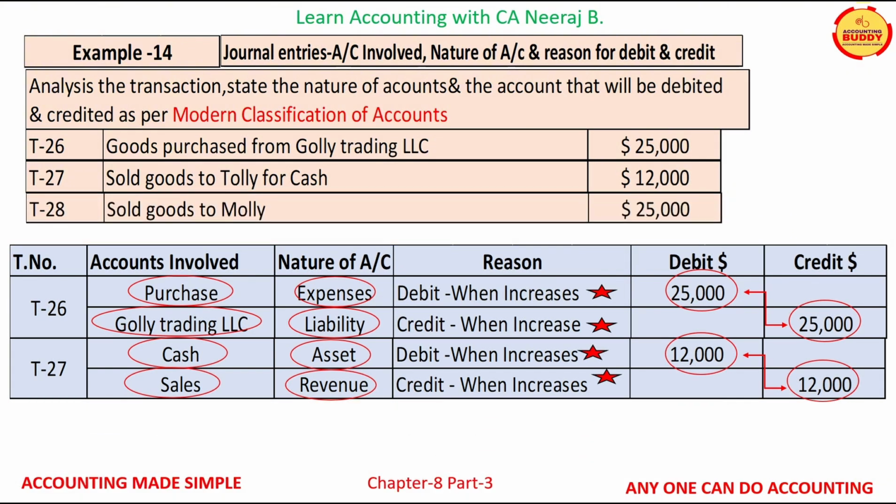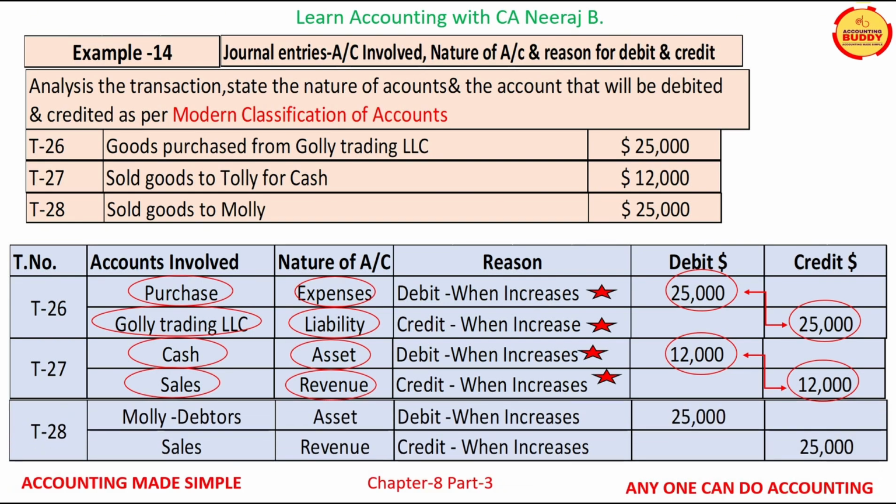The transaction T28 is goods for $25,000 sold to Molly. The two accounts affected by this transaction are debtors account of Molly and sales account. Molly's debtor account is an asset account and the rule for debiting an asset account is debit assets when the asset increases. Sales is a revenue account and the rule for crediting a revenue account is credit revenue when revenue increases. Therefore, this transaction is recorded for $25,000 by debiting Molly's account and crediting the sales account.